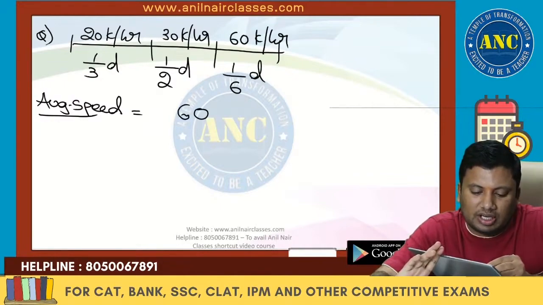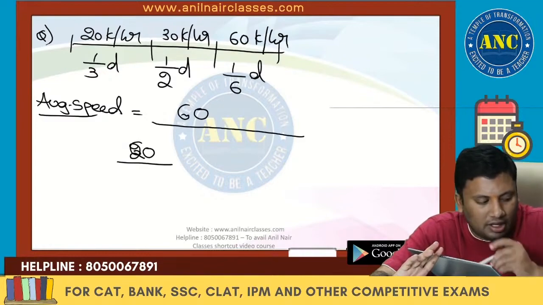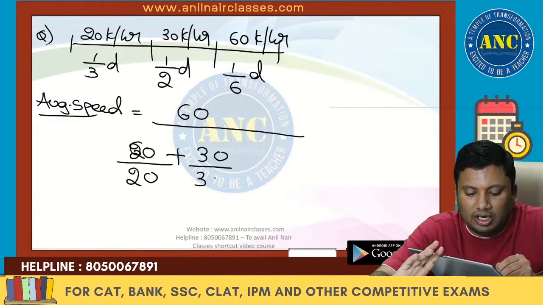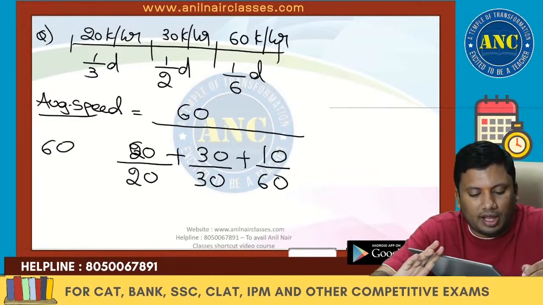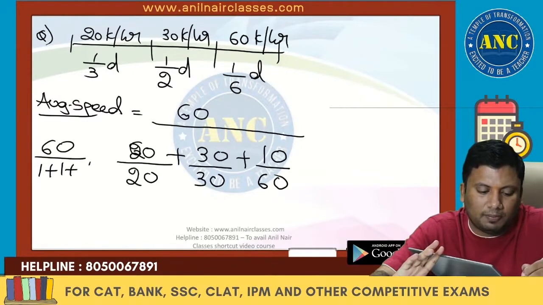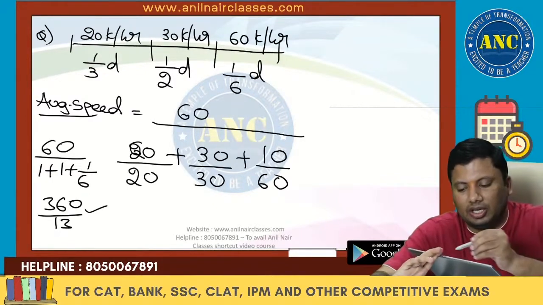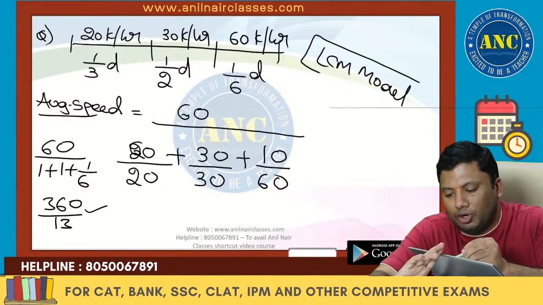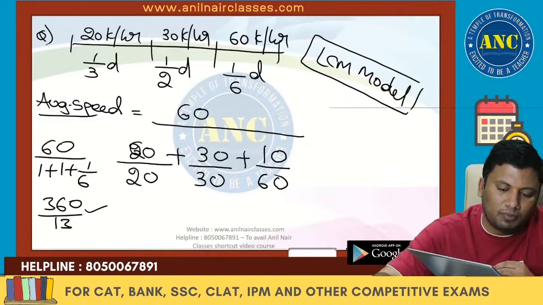20, 30, 60. It is 60. 1/3 of 60, which is 20, divided by 20. Half of 60, 30 by 30. 1/6 of 60, 10 by 60. So 60 by (1 plus 1 plus 1 by 6). That is 360 by 13. I am using the LCM method to solve it.